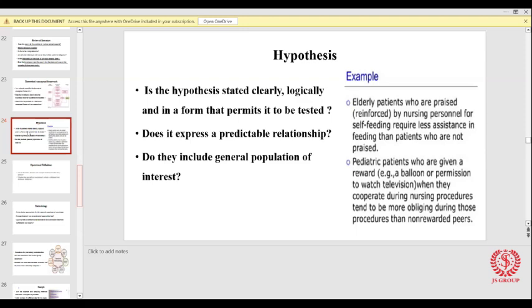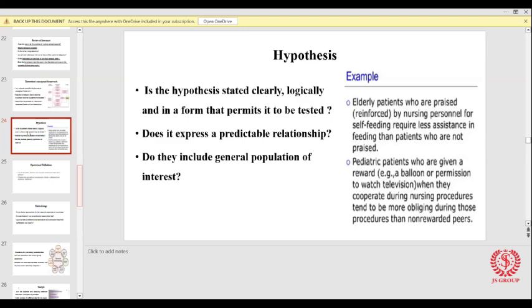So the critic should check whether the researcher has stated it clearly, logically arranged, and predictable. If the stated hypothesis expresses a predictable relationship or not, whether the general population of interest is there or not, everything. If you see this slide: elderly patients who are praised by nursing personnel for self-feeding require less assistance in feeding than patients who are not praised. That means one group of patients is reinforced, another group is not reinforced. So those who undergo reinforcement will feed nicely, the other persons will not.